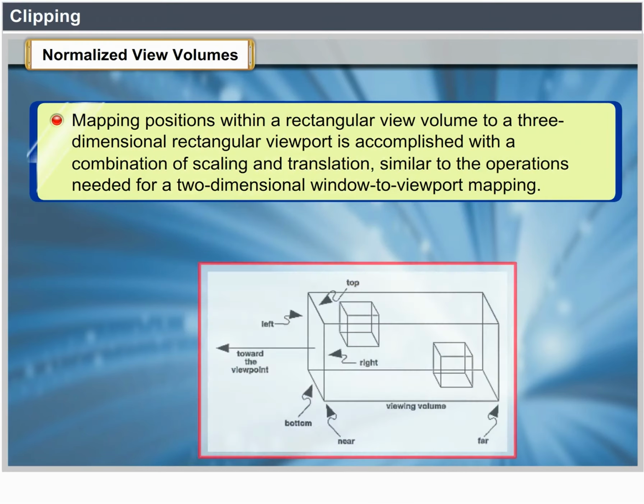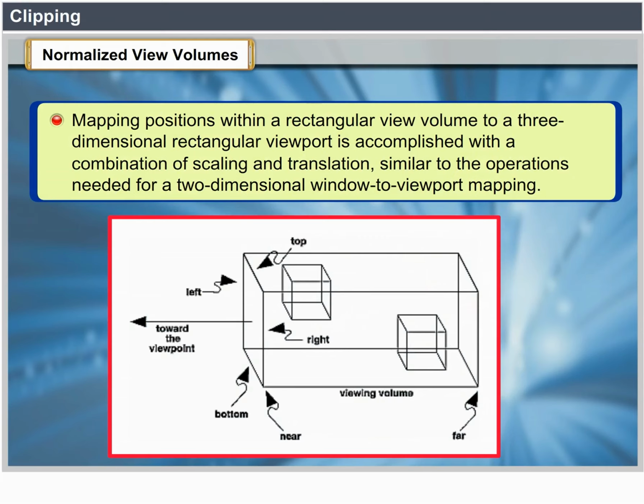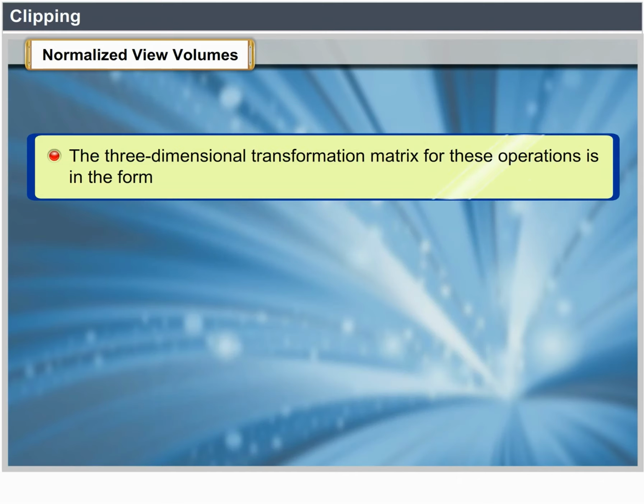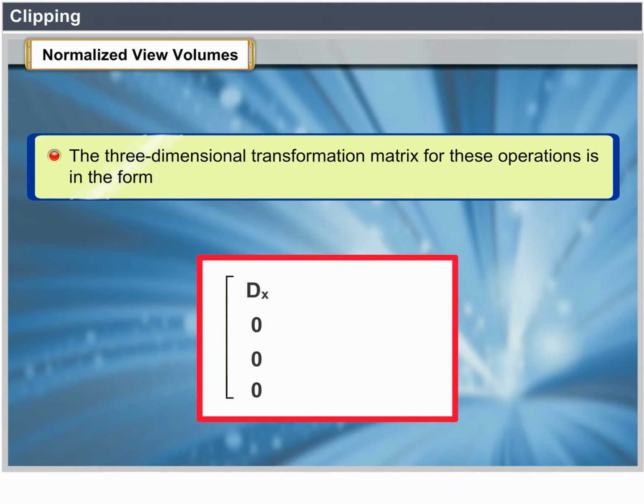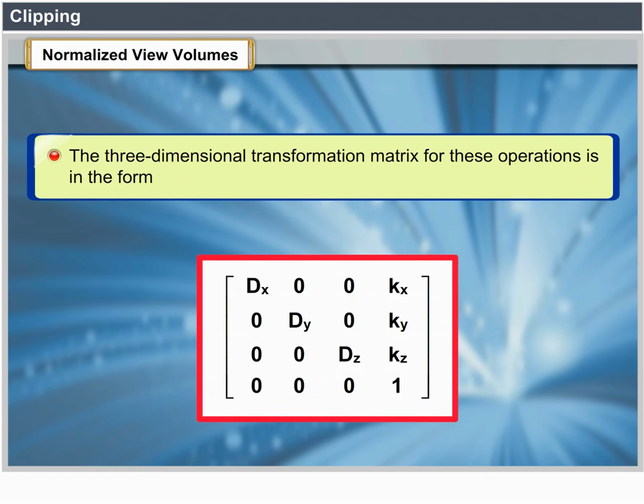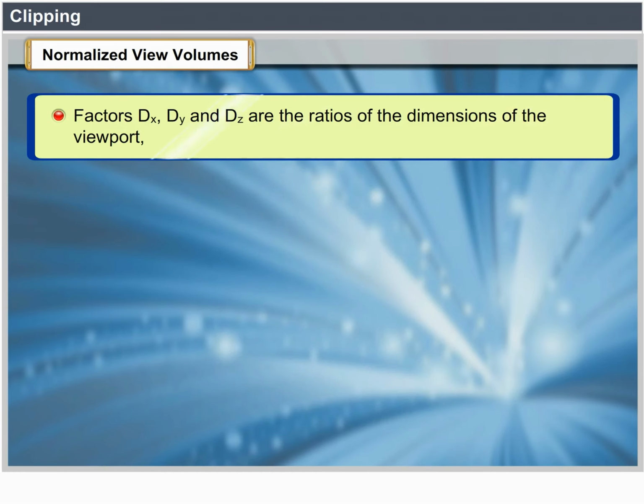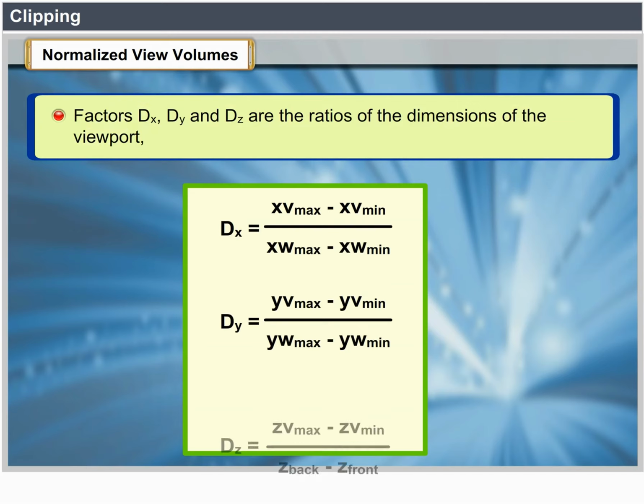Mapping positions within the rectangular view volume to a three-dimensional rectangular viewport is accomplished with a combination of scaling and translation, similar to the operations needed for a two-dimensional window to viewport mapping. The three-dimensional transformation matrix for these operations is in the form shown below. Factors dx, dy, and dz are the ratios of the dimensions of the viewport and the view volume, given here.